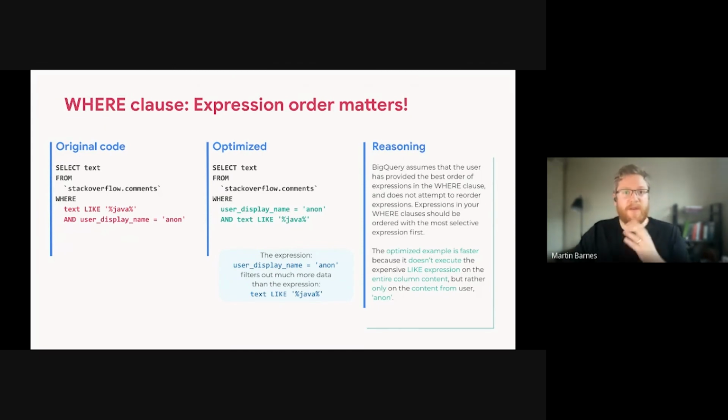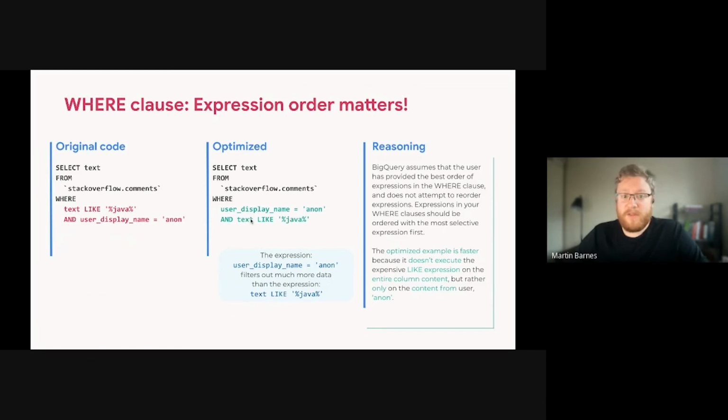Now, within BigQuery, you want to be putting the most extreme filter first. In this example, where we're viewing Stack Overflow comments, we want to be reducing on usernames because there's probably not many comments per username. So by filtering on anonymous, we'll only get the anonymous users' comments first, as opposed to trying to find all comments that are around Java, which I'm sure there are hundreds of thousands, where there may be hundreds of comments just from a single user.